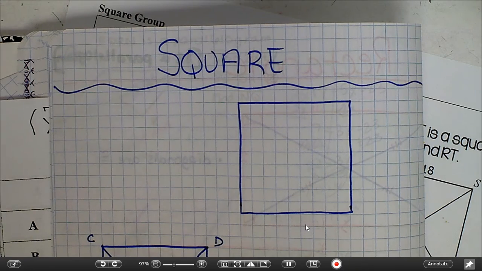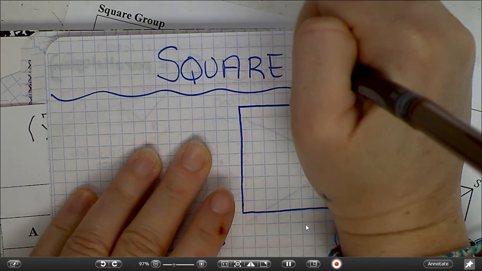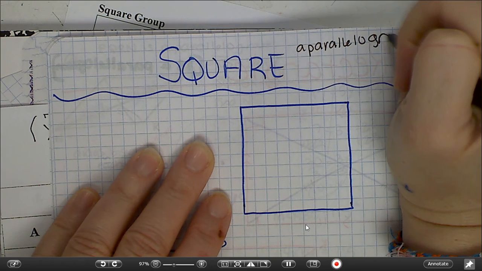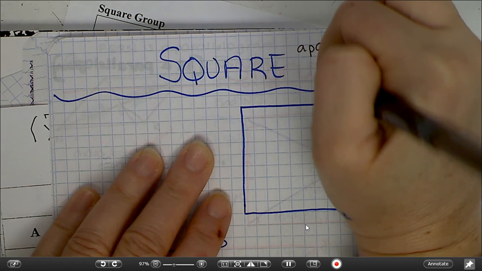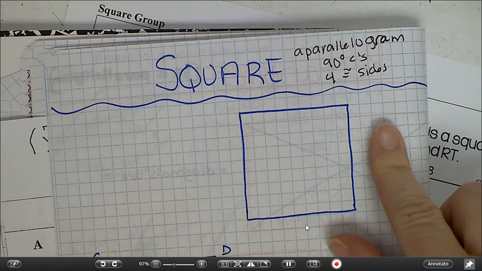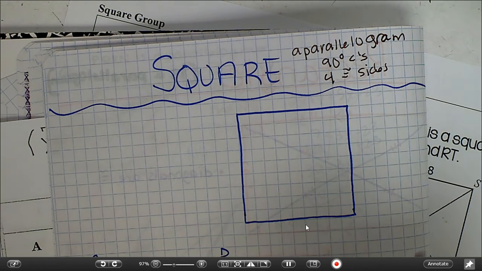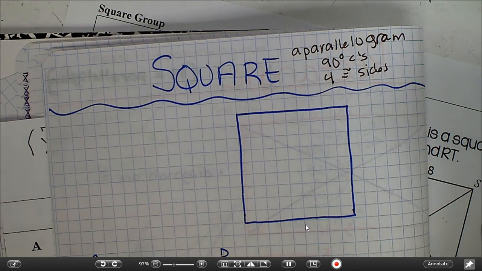All right, time for a square. So remember, a square is a special parallelogram that has both 90-degree angles and 4 congruent sides. So those are the things that make it a special parallelogram. So it's basically a combination of a rectangle and a rhombus. And so it takes all of those properties.